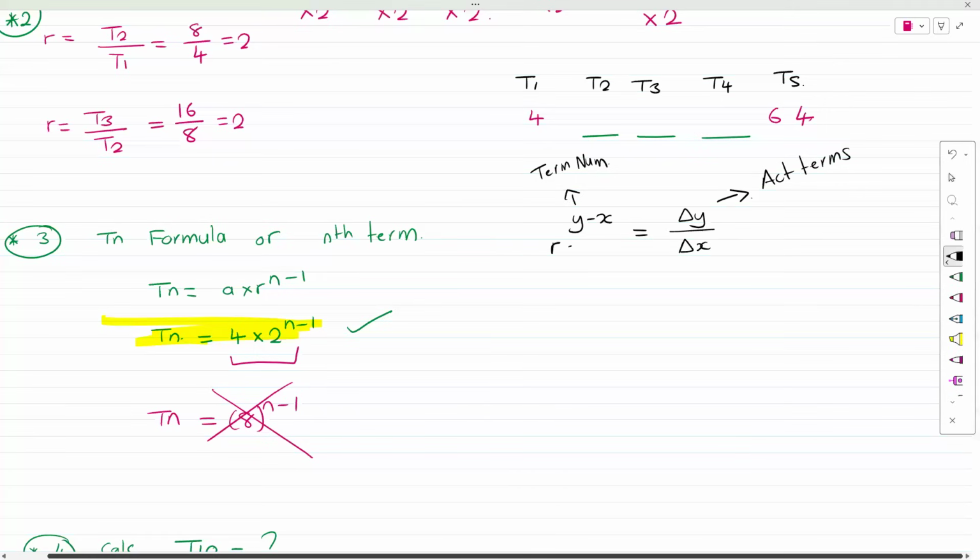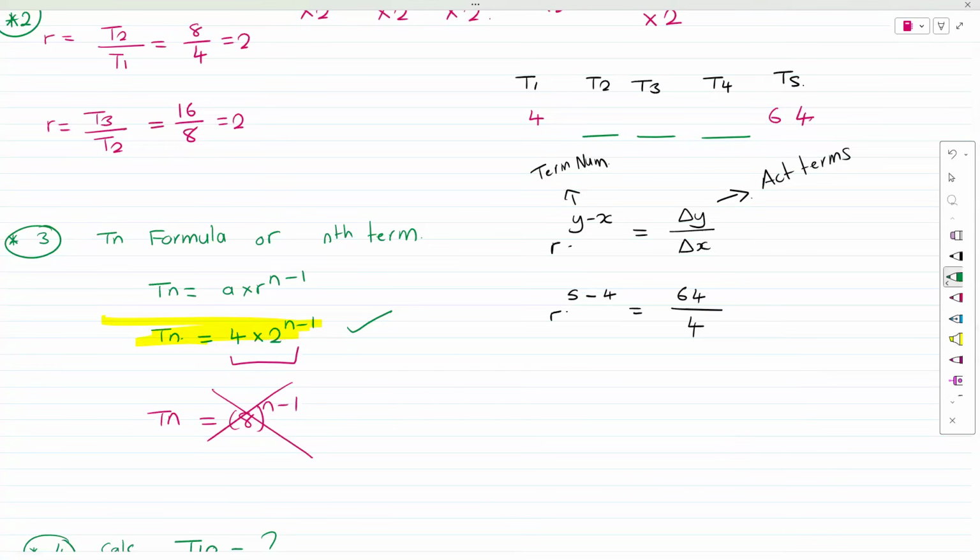Right? So r is equal to y, which is term 5, minus term 1, all over term y, which is 64, and term x, which is 4. Now, guys, the y and the x don't matter. The truth is it doesn't matter. The first term that you specifically pick would be x and subscript x. The second term that you specifically pick would be y and subscript y. So it's up to you guys to decide.